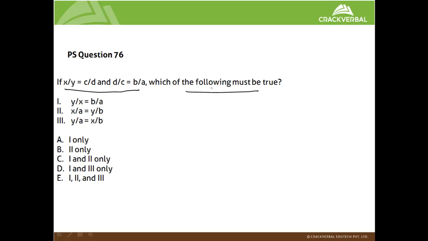Remember that whenever it is a must-be or a could-be type of question, it's always better to plug in. Must be, generally in GMAT, means always. So try to disprove the statements by plugging in, either the statements or the answer choices. That's the best way to approach a must-be question. If they have given could be, it's always better to prove the statements or the answer choices they have provided.